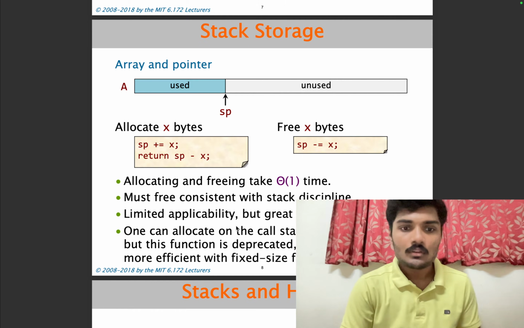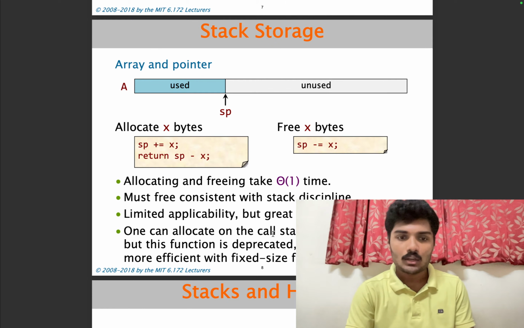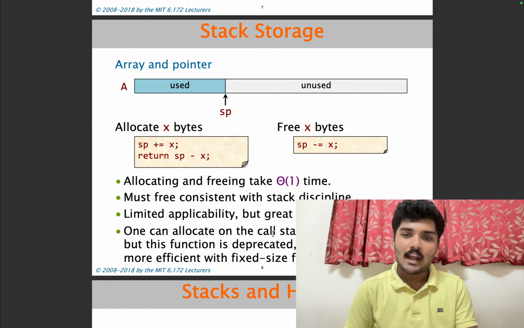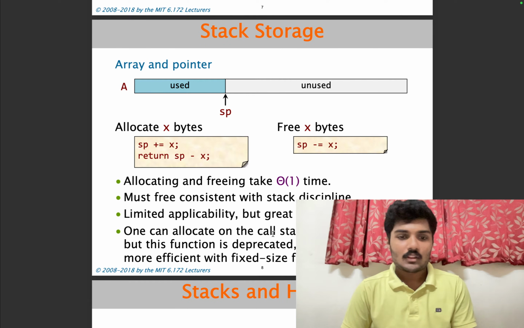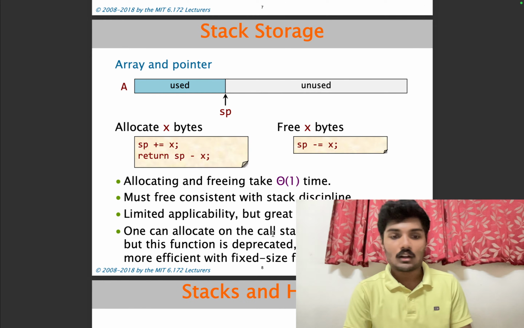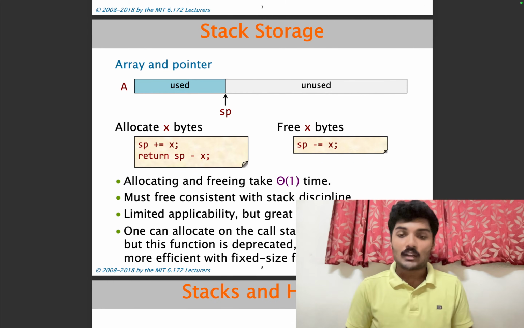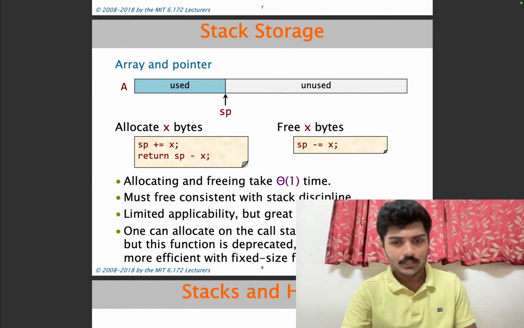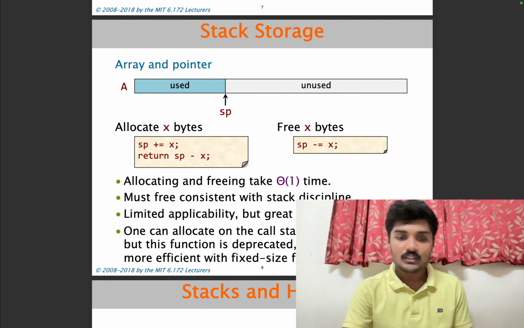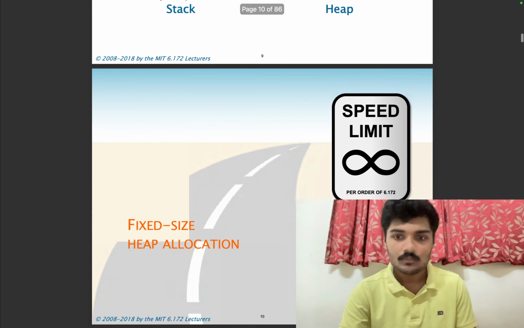That was the limitation. And one can allocate on the call stack using alloca, but this function is deprecated, and the compiler is more efficient with fixed size frames. So we looked at what alloca is, and it's deprecated. I didn't know that, but they talk about how the compiler is more efficient in allocating stuff.